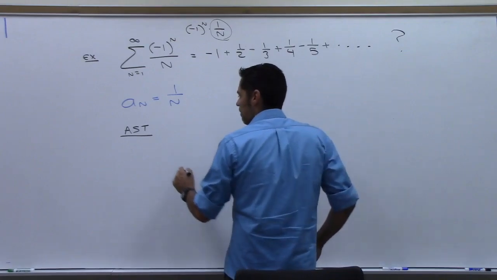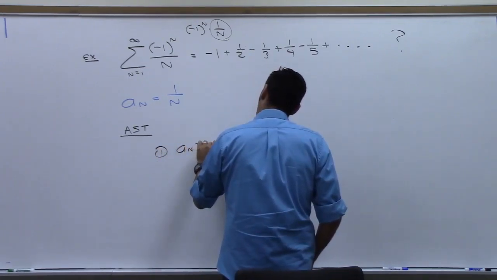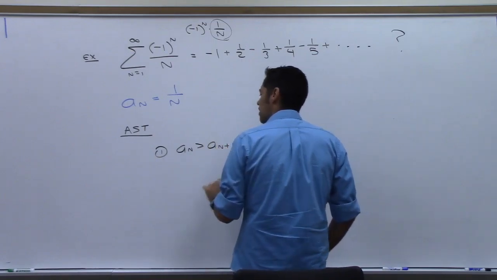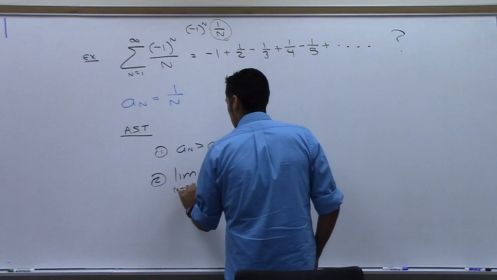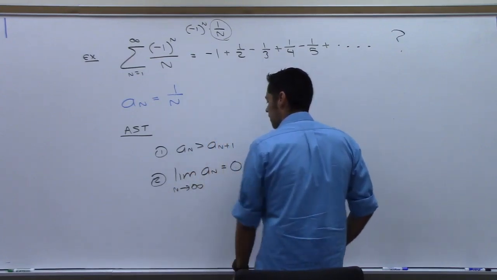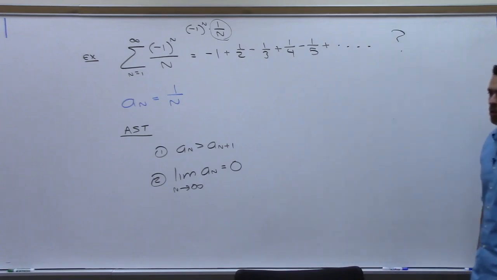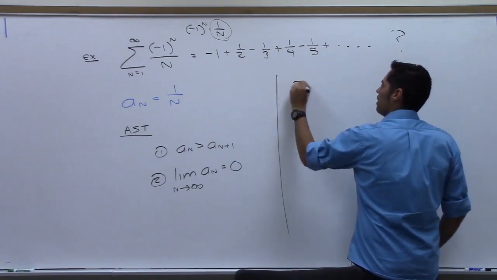Okay, alternating series test. I'm going to write down the two conditions that I need. I need a sub n to be bigger than a sub n plus 1, so I need decreasing. And number 2, I need the limit as n goes to infinity of a sub n to be equal to 0. Which of those you show first is up to you, so I'll start with the first one.